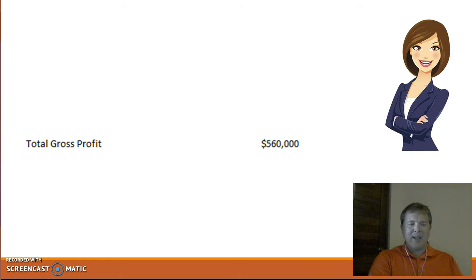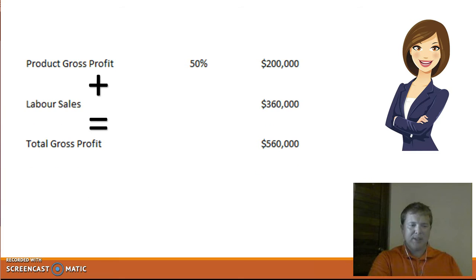The next line on Anne's P&L statement is her total gross profit. This is her product gross profit plus her labor sales. But, you ask, shouldn't there be a cost deducted from the labor sales just like there was from product sales? After all, labor isn't free either. True, but there's no way to attach a fixed cost to labor like there is to a product. Every job will be a little bit different, and the cost will vary accordingly. This is why those costs are deducted later.